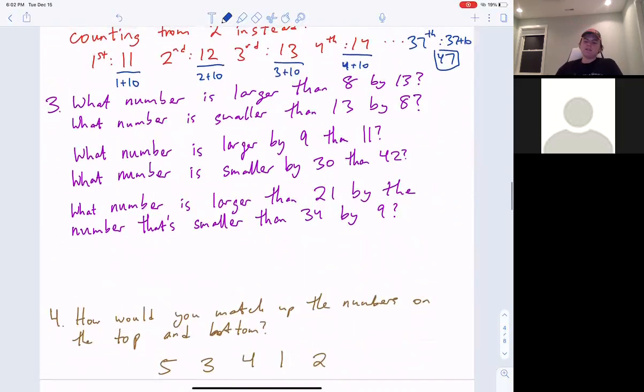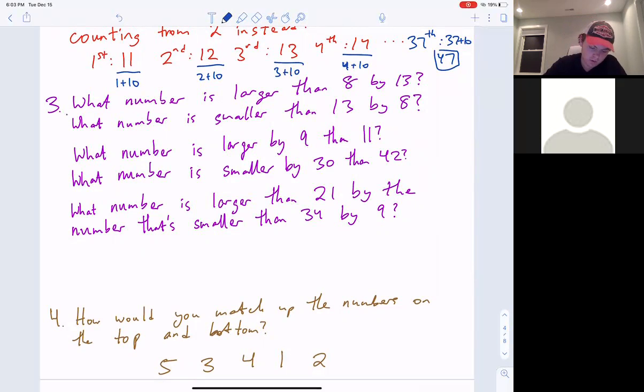What number is larger than 8 by 13? What number is smaller than 13 by 8? What number is larger by 9 than 11? What number is smaller by 30 than 42? And what number is larger than 21 by the number that's smaller than 34 by 9? Okay, a lot to understand here. Most of this question is figuring out what all the words mean when you put them together.